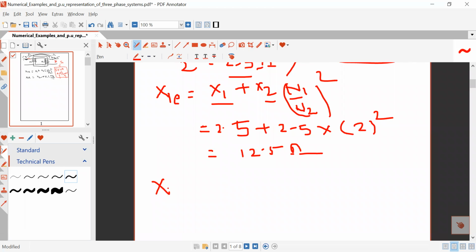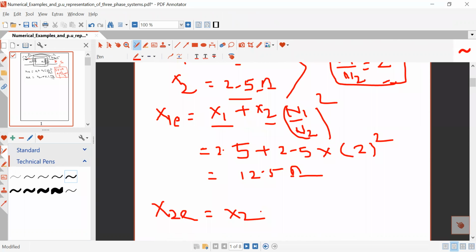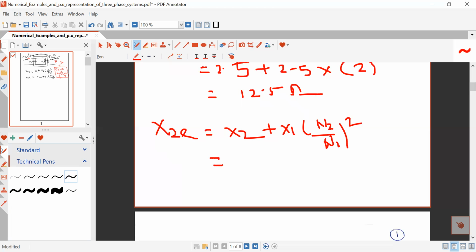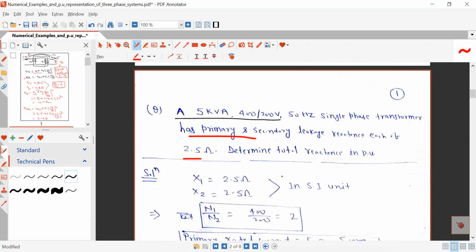Similarly, you can calculate total reactance of the transformer referred to the secondary by using this formula, X2 plus X1 (N2 by N1) whole square. X2 is 2.5, and X1 is 2.5, and N1 by N2 is 2, so N2 by N1 will be 1 by 2, and in this way you can calculate the value of X2e, which will be 3.125 ohm.